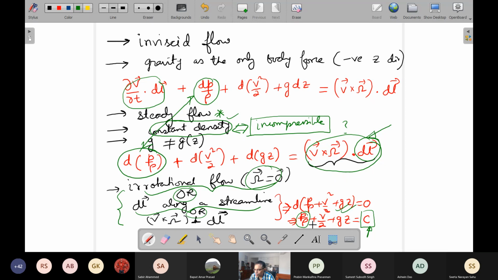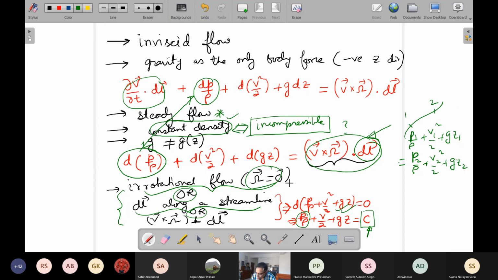So in other words, if you have a streamline, so if you have P by rho plus V square by 2 plus GZ equal to constant, that means P1 by rho plus V1 square by 2 plus GZ1 is equal to P2 by rho plus V2 square by 2 plus GZ2. So this means that we are having points 1 and 2 on the same streamline.